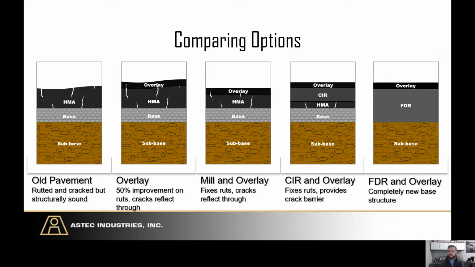Then you have cold in place recycle. So cold in place, you can see it there. It's that intermediate layer. And because of the structure of cold in place, it's actually a little higher air void content than hot mix. Cracks really don't propagate back through it.